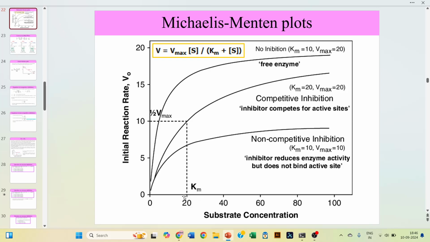Okay, substrate concentration. And this is for free enzyme. Now what happens is, in case of competitive inhibition, you know that for competitive inhibition, Vmax is not going to change.